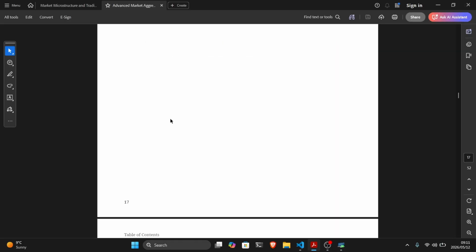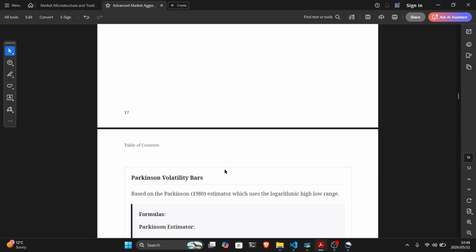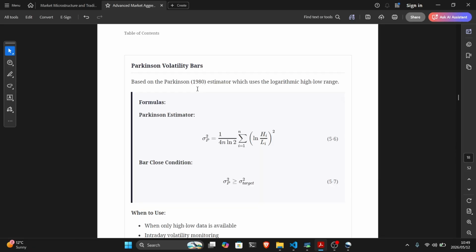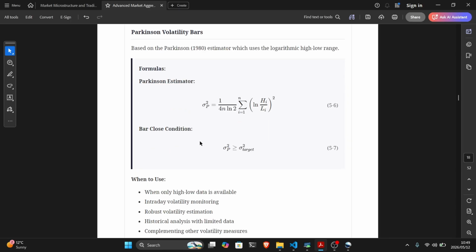The Parkinson estimator uses the high-low range to estimate volatility, providing a robust measure that is less affected by opening and closing effects. Parkinson volatility bars are based on the Parkinson 1980 estimator, which uses the logarithmic high-low range. The formula: sigma squared sub p equals 1 over 4n times the natural log of 2 times the sum of the natural log of h sub i over l sub i, squared, from i equals 1 to n. The bar close condition is sigma squared sub p greater than or equal to sigma squared sub target.